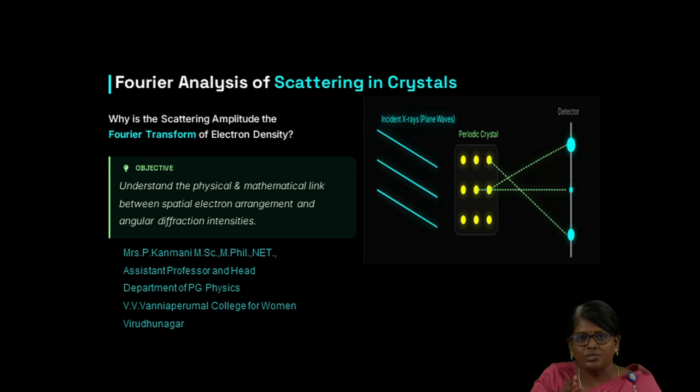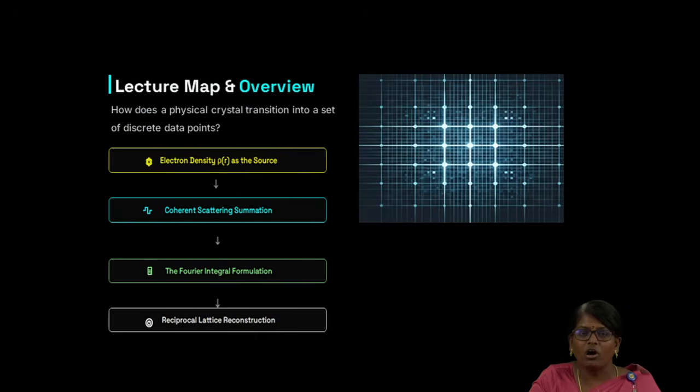Our main objective of this lecture is to understand the mathematical and physical link between the diffraction, angular diffraction intensities and the electron density in the crystal. The overview of our lecture will be understanding electron density rho of r as the source of scattering, then doing the coherent integral summation, then the Fourier transform equation, and then constructing the crystal structure from the diffraction pattern. Our diffraction pattern will look like this, that is alternate bright and dark spots.